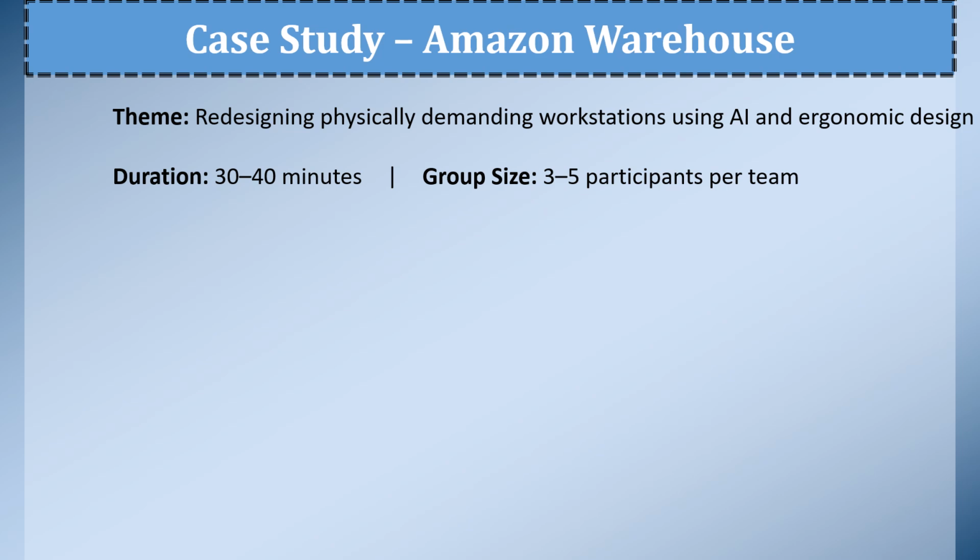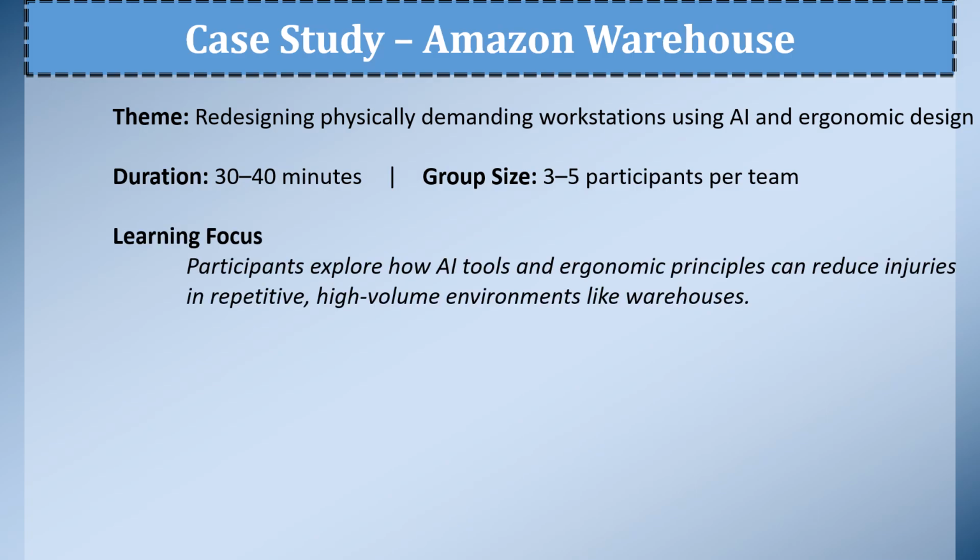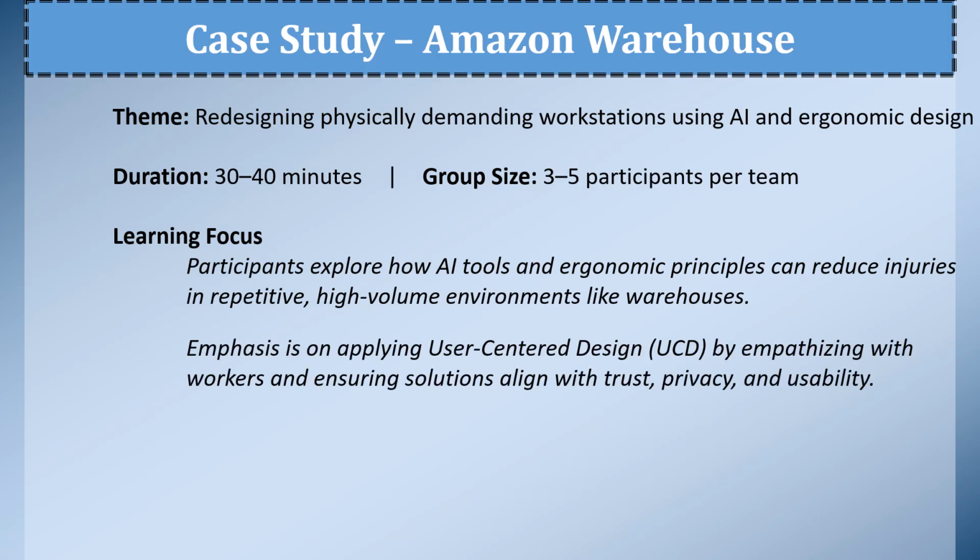Case study theme: redesigning a physically demanding workstation using AI and ergonomic design. Duration is 30 to 40 minutes, in groups of 3 to 5 participants. Learning focus: we will focus on how AI and ergonomic design work together to lower injury risk in a fast-paced warehouse setting. You will practice designing from the worker's perspective, balancing innovation with trust, privacy, and practical usability.